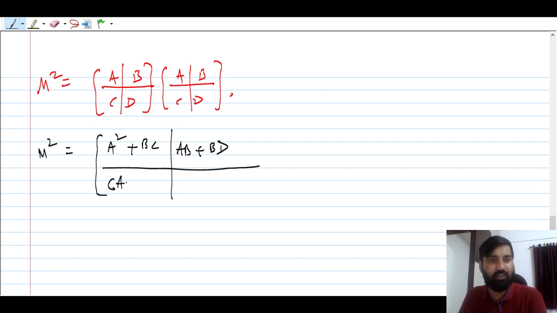So this is CA plus DC. And then multiplying 2 by 2 is very simple, right? Multiplying 2 by 2 is very simple. You have to remember this. Then take the second row of CD, now multiply with this, so CB plus D square.